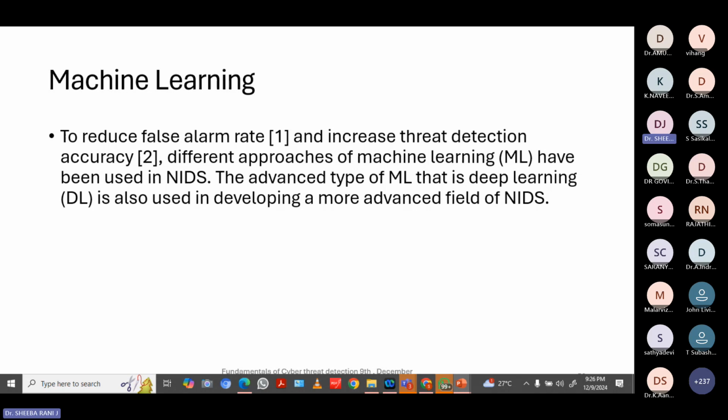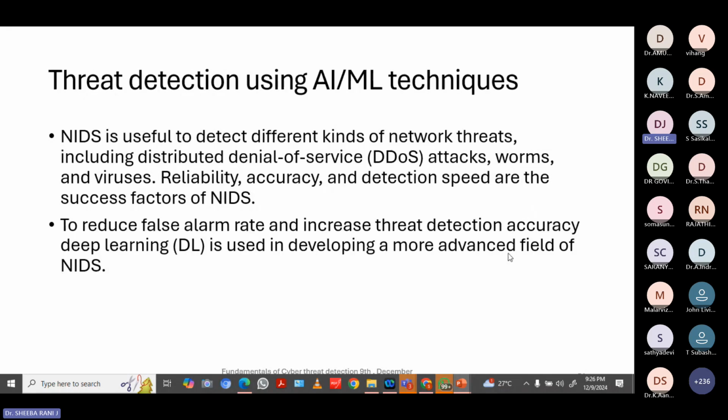They are making their own environment first, studying what the possibilities are, generating the data, and building machine learning or artificial intelligence networks to intrude and make malware, spyware, phishing, advanced threats, IoT attacks to damage things. So today we talk about network intrusion detection systems, with machine learning and all. To reduce the false alarm rate and increase threat detection accuracy, deep learning is used in developing a more advanced field of NDS.